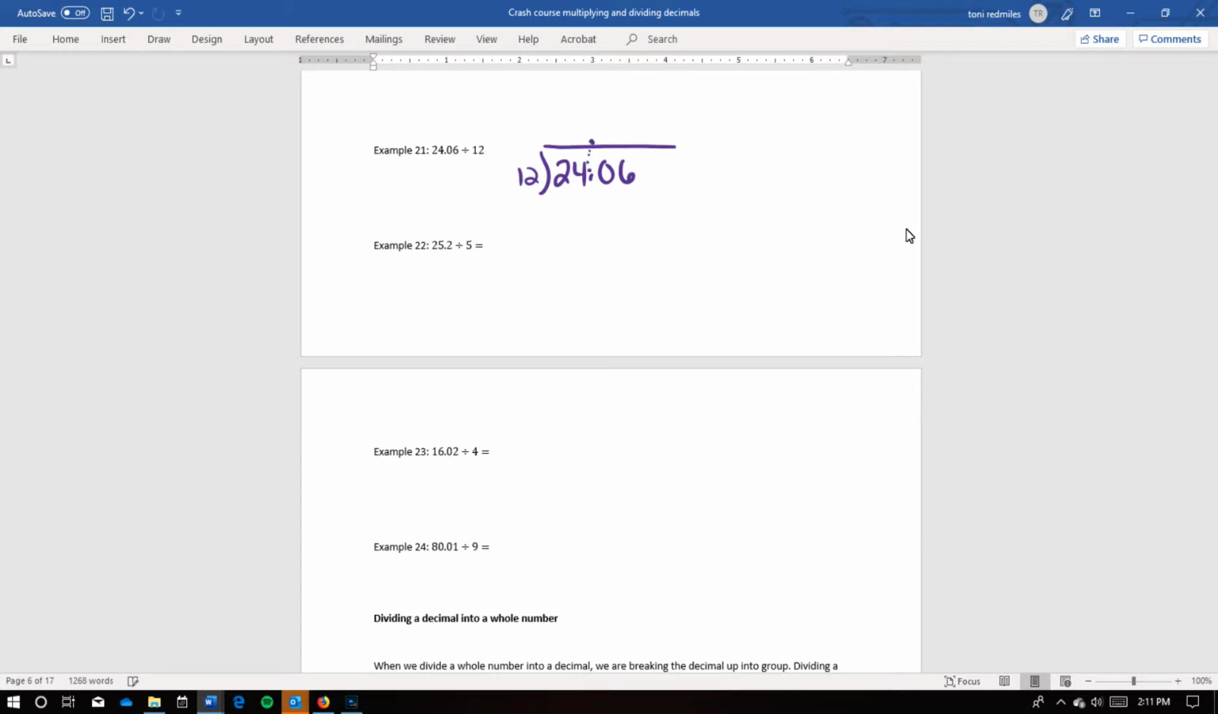First let me put that decimal mark in there. 12 goes in 24 2 times. 2 times 12 is 24. Drop down my 0. 12 cannot go into 0. Got to put a placeholder. 12 cannot go into 6. So what do I do here? I put another 0.